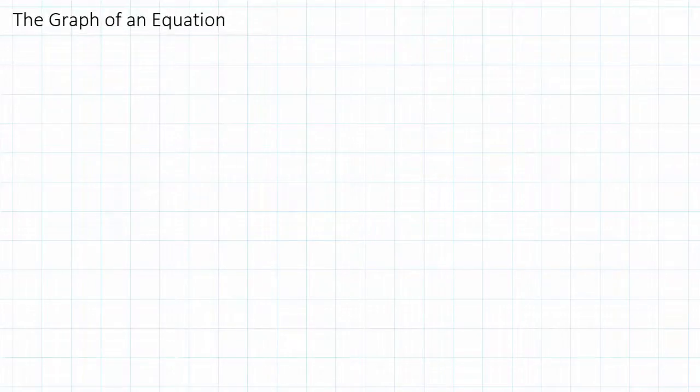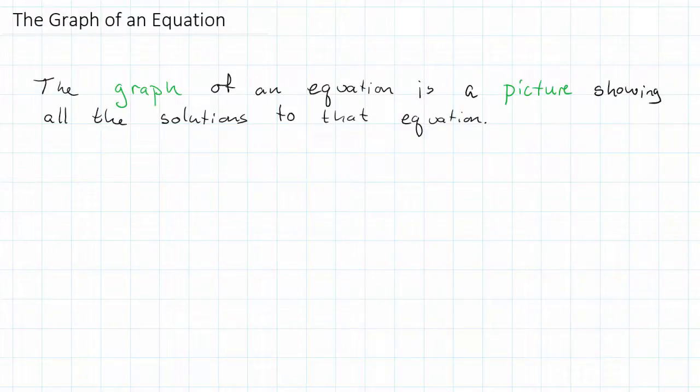Now, our goal in introducing the Cartesian plane was to let ourselves visualize the solutions to equations in two variables. Remember, equations in two variables have tons and tons of solutions. We want to visually think about what those solutions look like. To do that, we use what's called the graph of an equation. The graph of an equation is a picture showing all of the solutions to that equation.